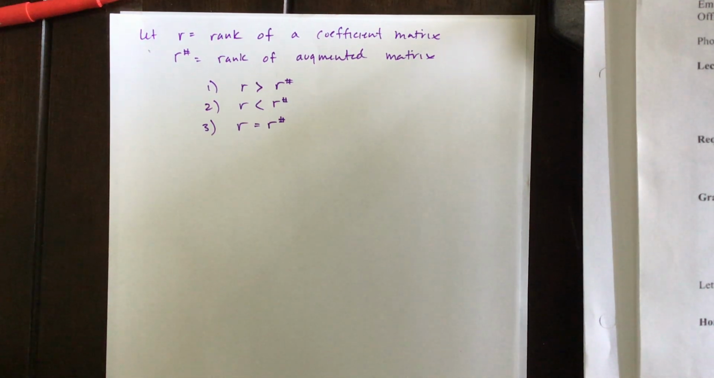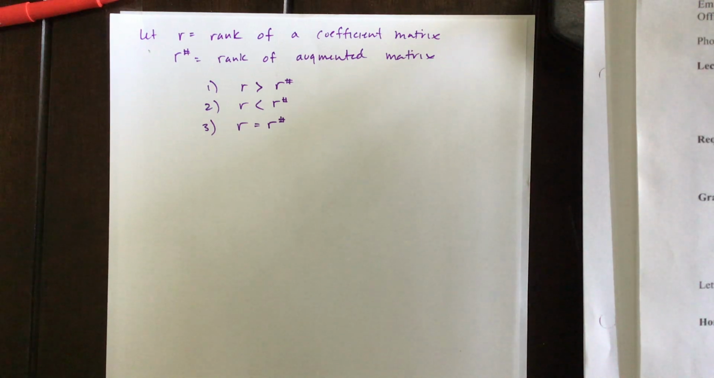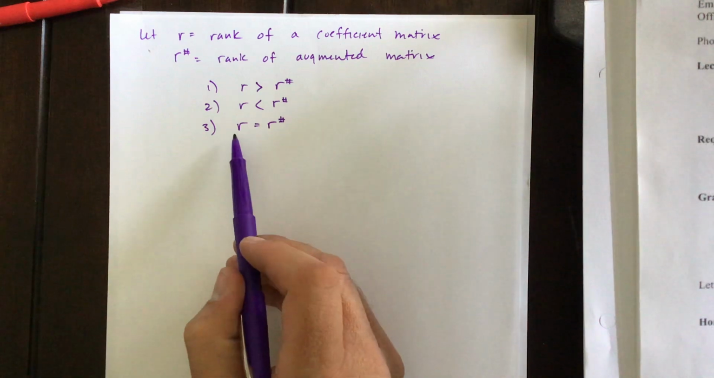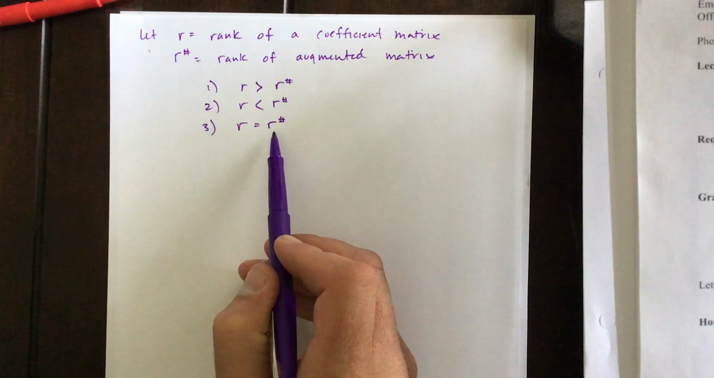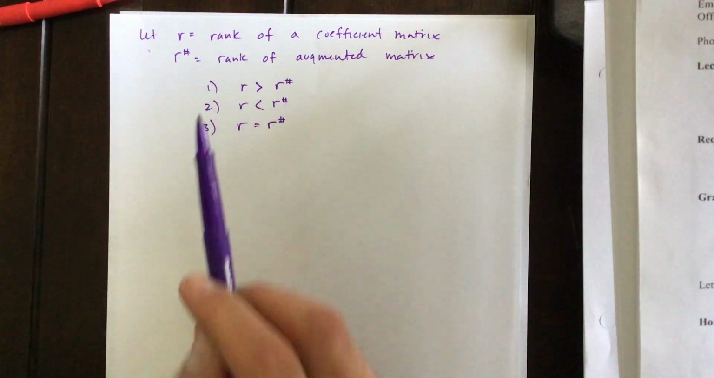For the purposes of this lesson, let R represent the rank of the coefficient matrix of a system of equations. Let R-prime represent the rank of an augmented matrix. Now, those are both whole numbers, and traditionally with whole numbers, there's three options. One is the numbers can be equal to another. One is one of the numbers can be greater than the other, or vice versa.